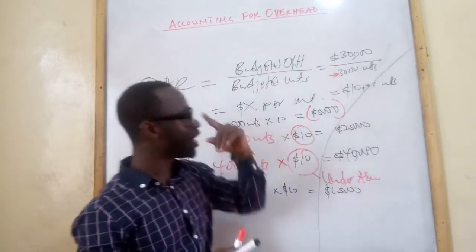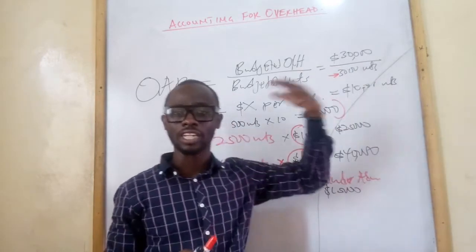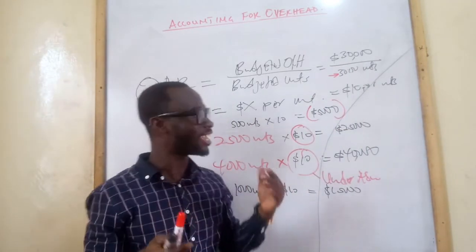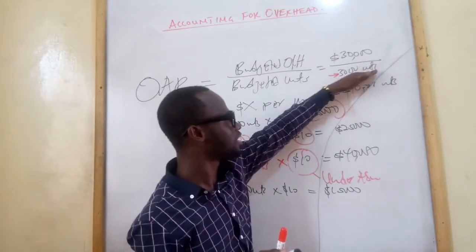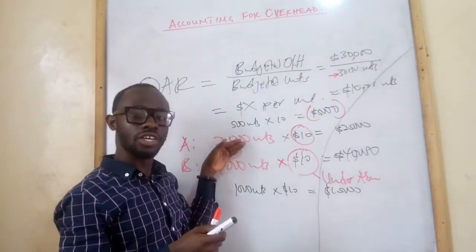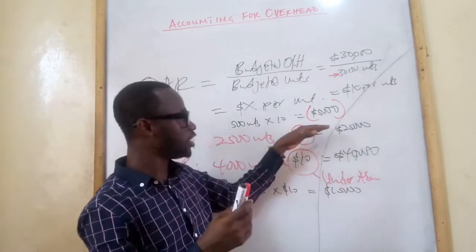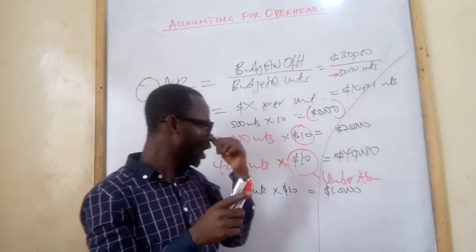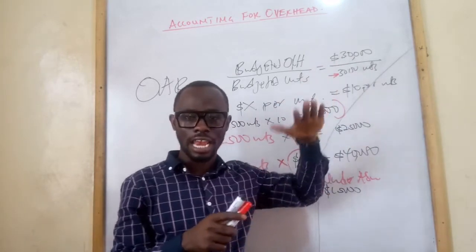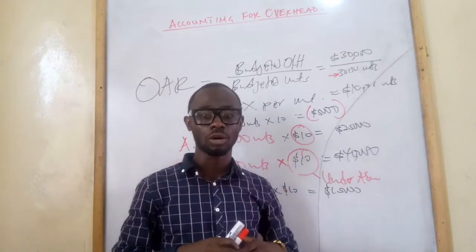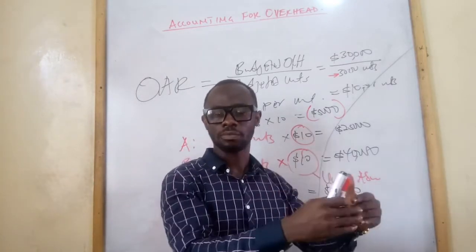If the budgeted unit is more than the actual unit, it means we have over-absorbed the overhead. Okay, so we need to subtract back the difference. But if the budgeted unit is less than the actual unit, it means we have under-absorbed overhead, so we need to add it back.